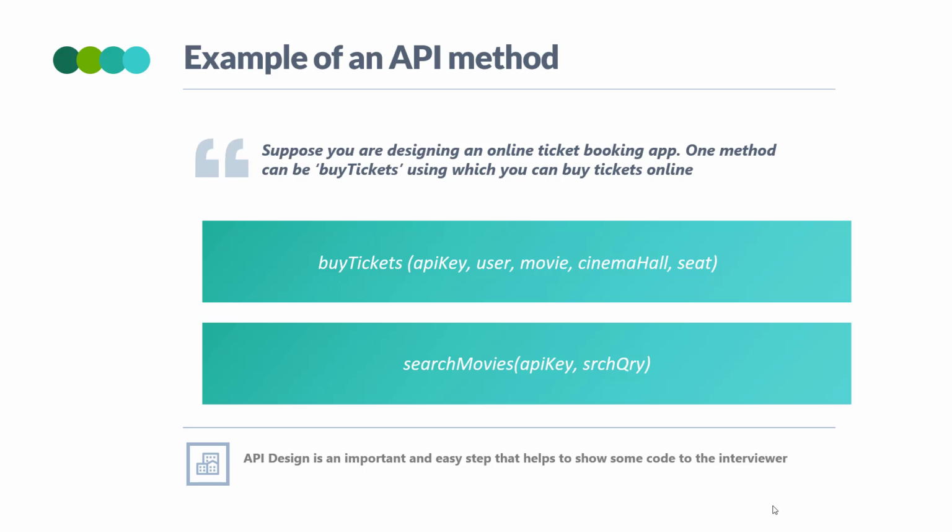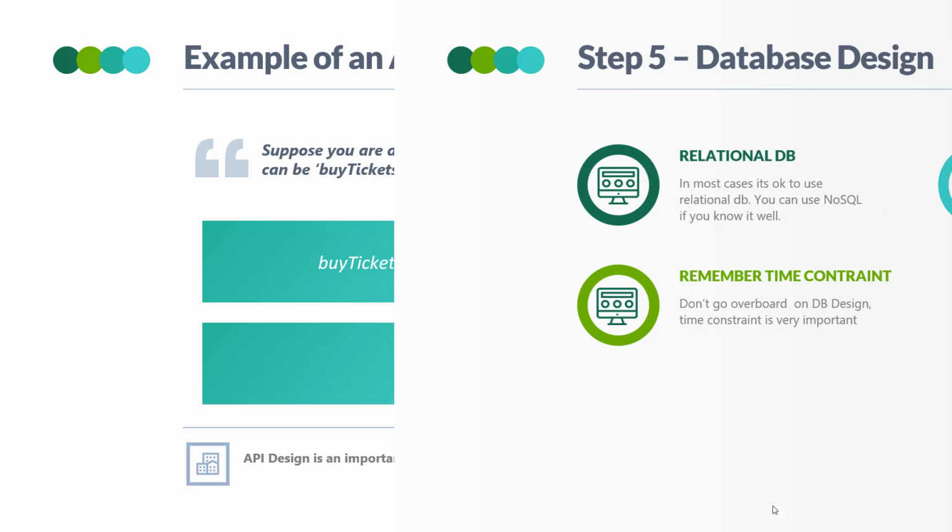Similarly, there can be other methods like search movies. Here I'm passing the search query along with the API key. API design is a very important and easy step that can show the interviewer that you really know how to code. In most of the services that you are building, there is some sort of API you'll be working on. So it's very good to get into the depth in this and write some code on the whiteboard in front of the interviewer for this.